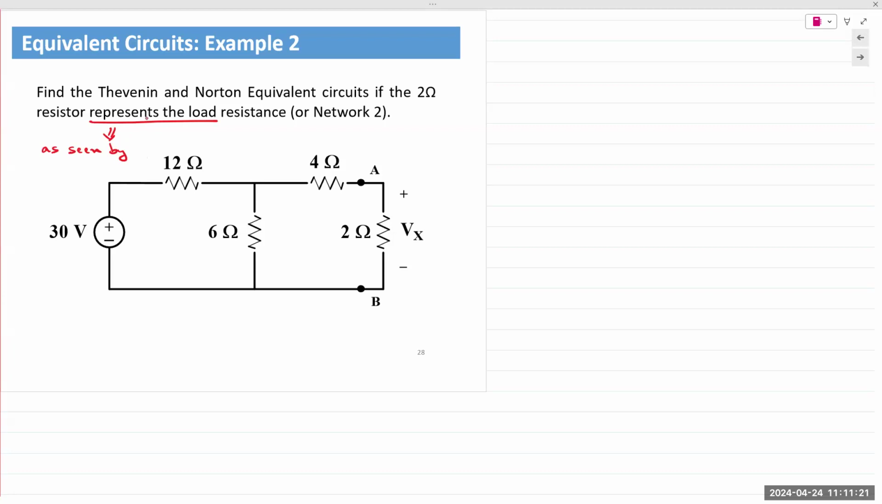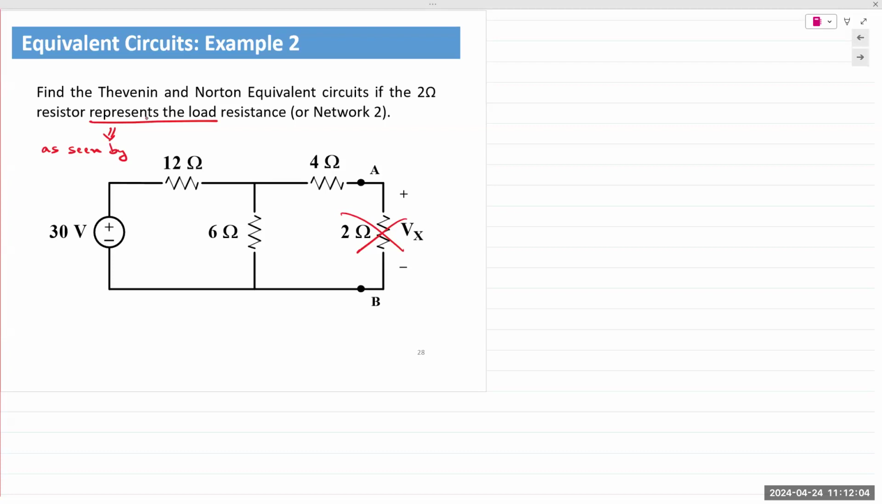When you see or read these words, that component is not part of your analysis anymore. The 2 ohm resistor should not be part of your analysis. Now, it's also asking you to find all three quantities, Thevenin and Norton. So you need to find Thevenin resistance, Thevenin voltage, and the Norton current. All three analyses are independent of each other, so you can find them in any order you choose. Let's start with Thevenin resistance.